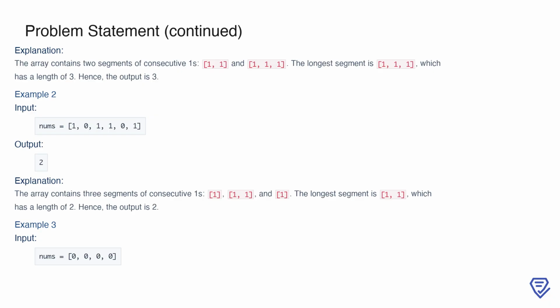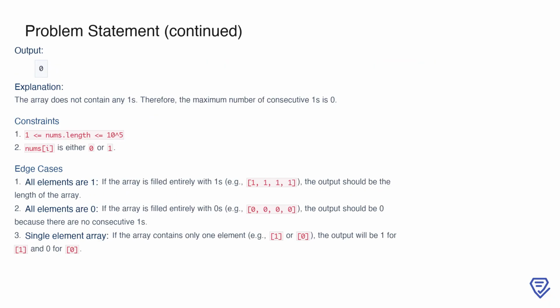In a different scenario, if the input array is 0, 0, 0, 0, the output is 0. Since the array contains no ones at all, there are no consecutive ones, and the result is simply 0. Let's consider the constraints and some edge cases to better understand the problem space. First, the constraints specify that the length of the array, nums, will be at least 1 and at most 100,000. Additionally, every element in the array nums is guaranteed to be either a 0 or a 1.